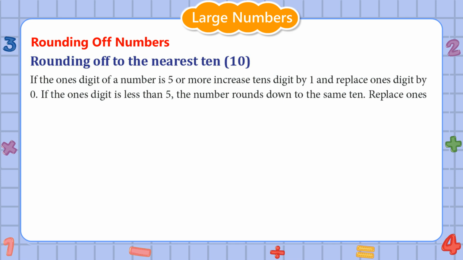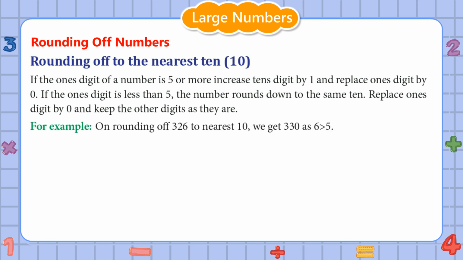If the ones digit is less than 5, the number rounds down to the same 10. Replace the ones digit by 0 and keep the other digits as they are. For example, on rounding off 326 to the nearest 10, we get 330 as 6 is greater than 5.